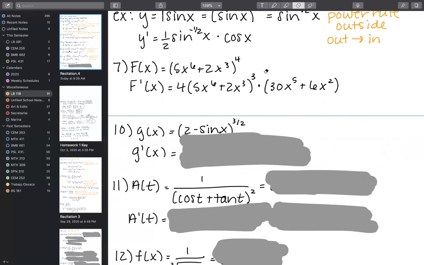And the derivative on the inside is going to be more of the power rule. We're going to drop the 6, reduce the power, and then we'll drop the 3, reduce the power. And this is a perfectly fine simplified answer.